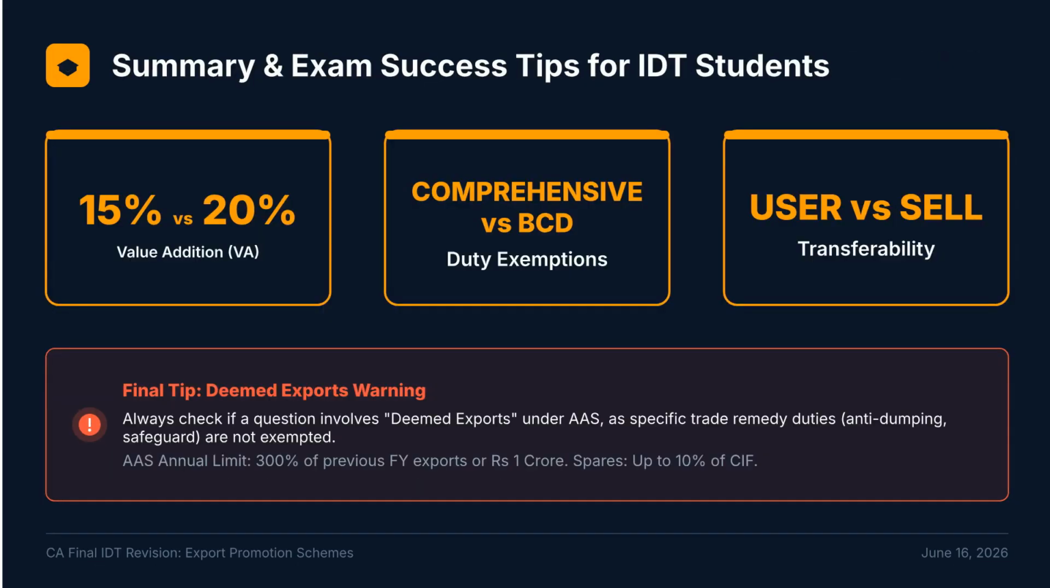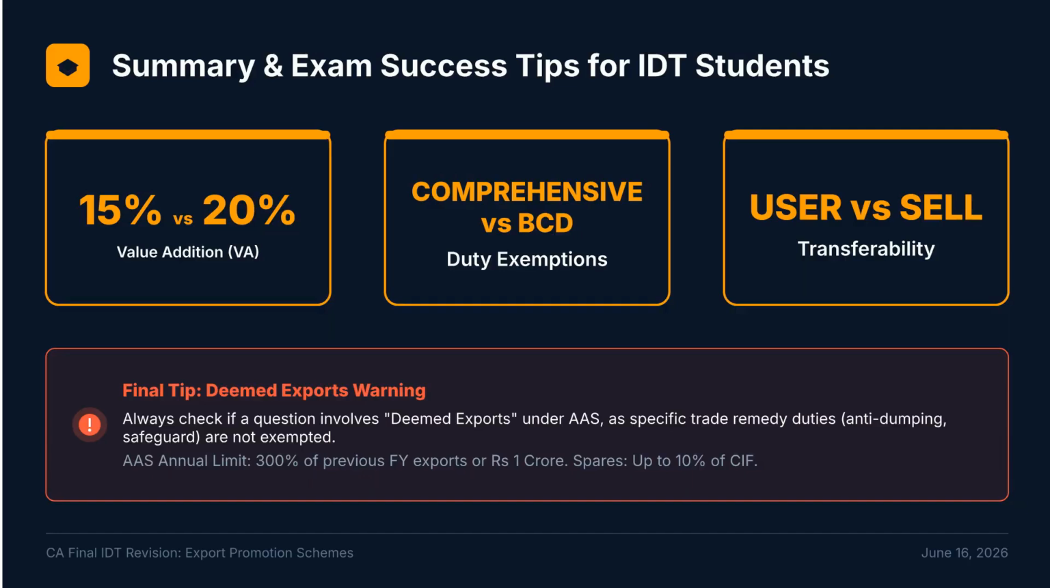Before we conclude, let's discuss an important rule common to both advance authorization and DFIA, the exact matching rule. If a SION permits generic or alternative inputs, the name and description of the input mentioned in the authorization must exactly match the description appearing in the shipping bill. During discharge of export obligation, the regional authority will recognize only those inputs specifically reflected in the shipping bill, along with the corresponding quantities. This rule also applies to supplies made to SEZs and deemed exports.